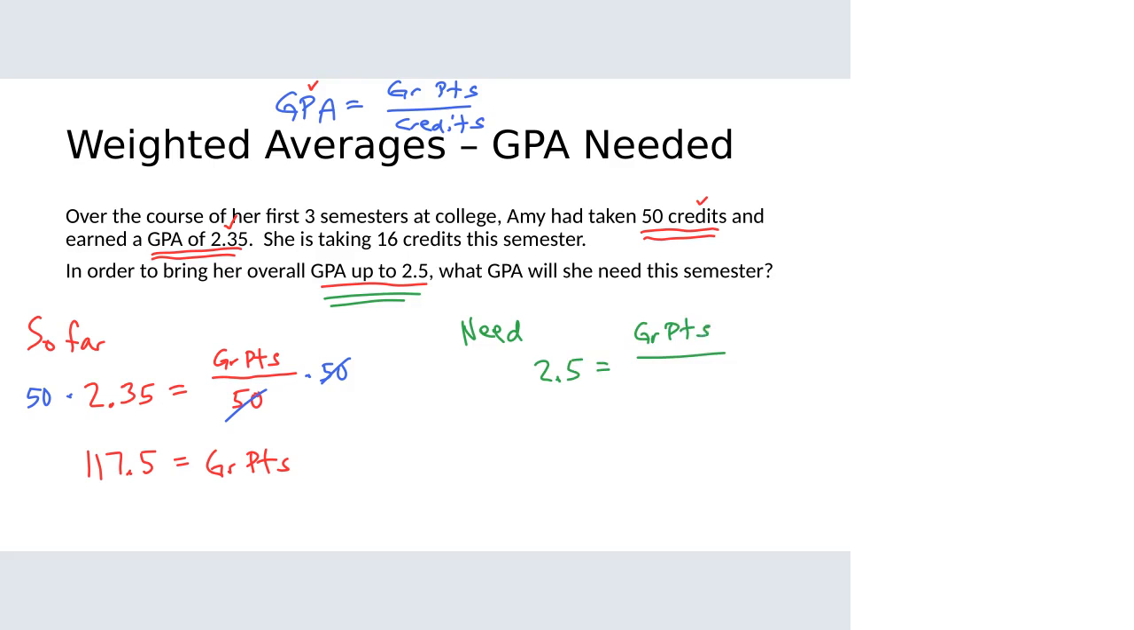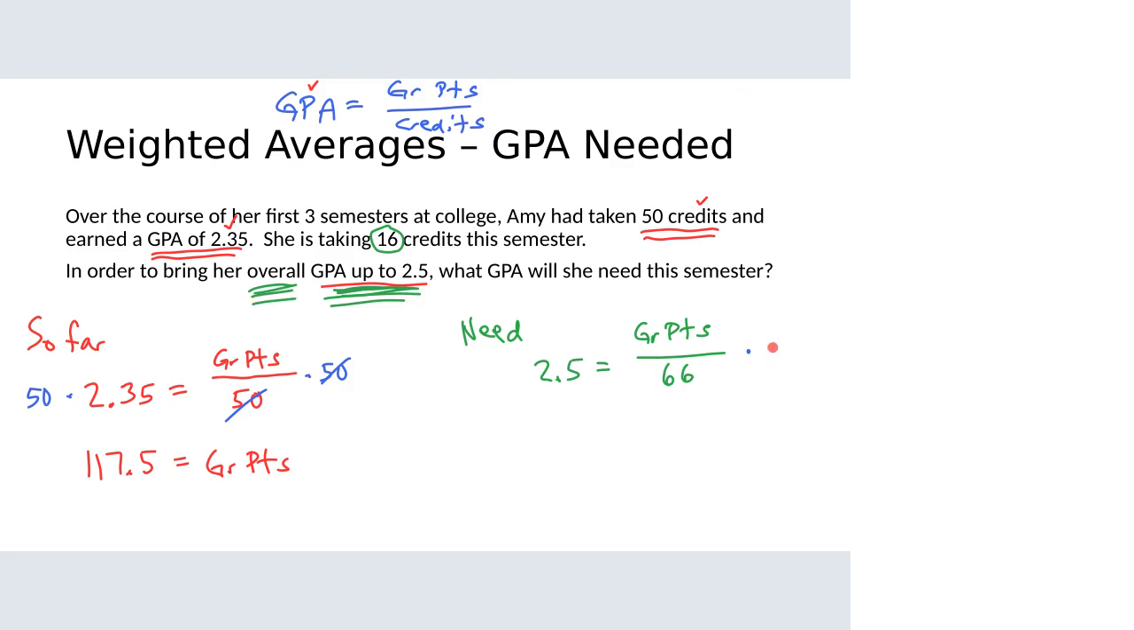Here's a question for you that I don't think is an easy one, but I'm confident you can do it. How many credits is she going to have after this semester ends? What number is going to go underneath that division bar? She is taking 16 this semester, but altogether, 66. Perfect, Lorraine, Natalie, Genesis. Altogether, she's going to have 66 because she wants her GPA overall to be 2.5, not just for that 1 semester. She wants her overall GPA to be 2.5, so we need her total number of credits.